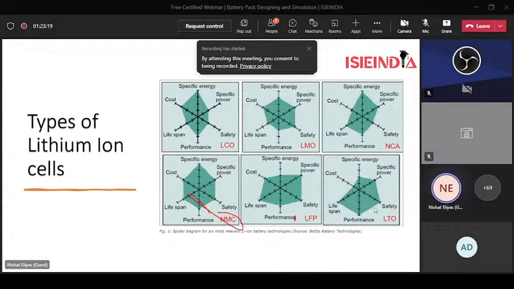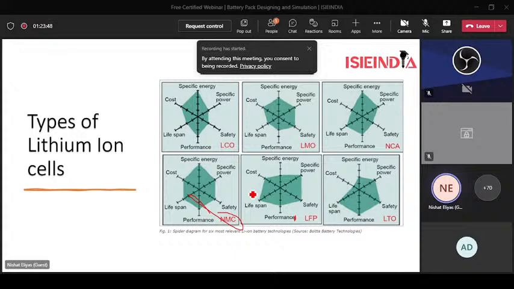So still there is research going on. In case of India, some of the companies are working on the NMC cells. Recently, a Bangalore-based startup has successfully developed a battery pack with NMC chemistry which can still be operated between temperatures of minus 40 degrees Celsius to 65 degrees Celsius.